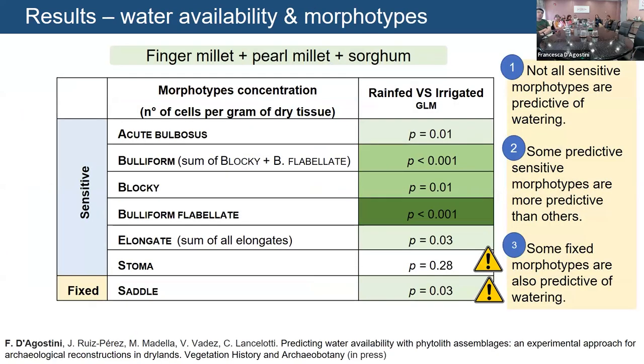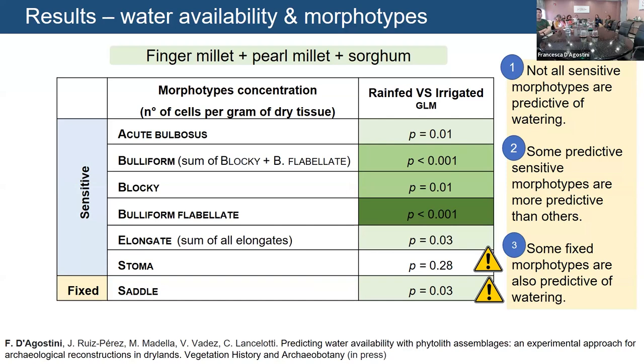Because of the huge variability we saw among land races and species, and because we saw that even fixed morphotypes were modulating their abundance in relation to water availability, we decided to test the whole assemblage, including all the species and all the plant parts simultaneously, to see if it was possible to actually predict the water availability through this huge data set.